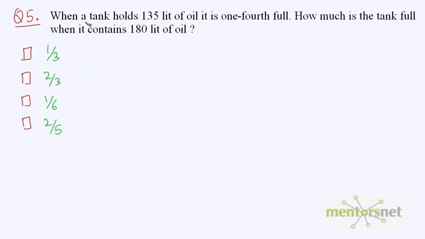Let us solve a similar question now. You have been given that 135 liters of oil is held by the tank when it is 1/4 full. And the question is how much is the tank full when it contains 180 liters of oil. So let us first consider that the capacity of the tank is x liters. From the given data, 135 liters of oil is there in the tank when it is 1/4 full. So 1/4 of x is equal to 135. Therefore, the complete capacity is equal to 135 times 4.